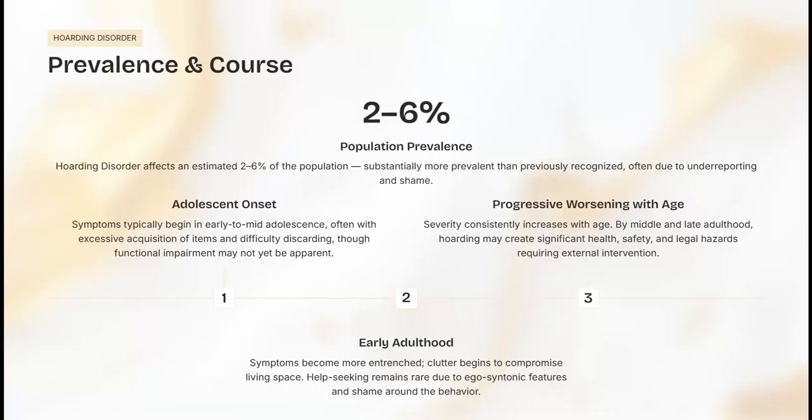It's now their whole house. It's their kitchen. It's their den. It's their bedroom. Symptoms become more entrenched. Clutter begins to compromise the living space. A lot of times, help seeking remains rare because they have these egocentric features and shame around the behavior, so they don't really want to ask for help.